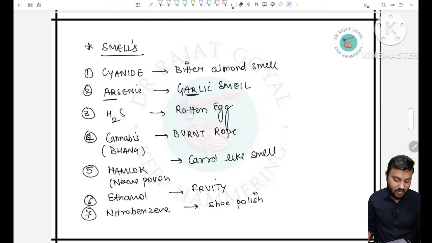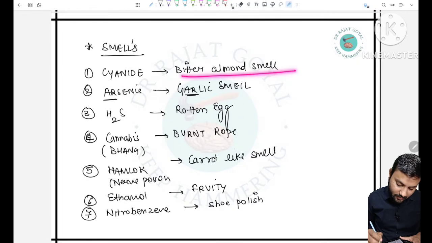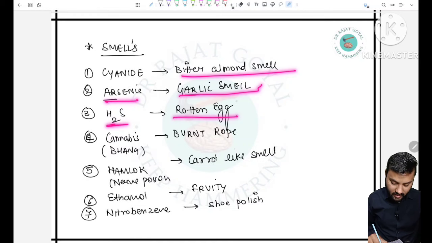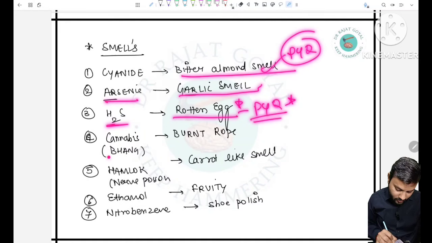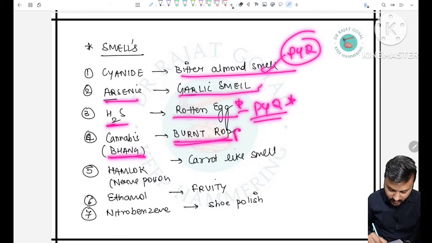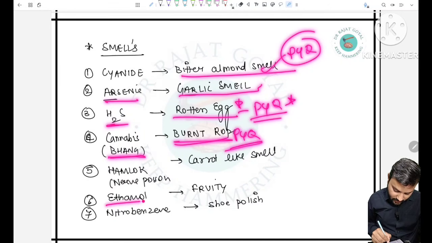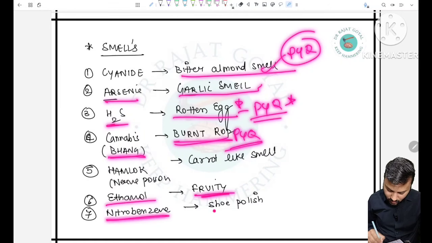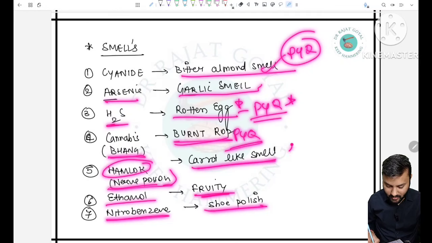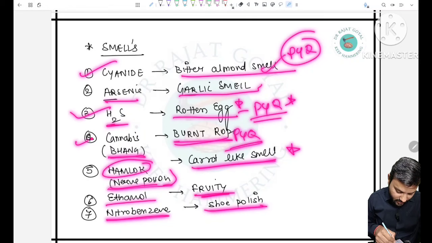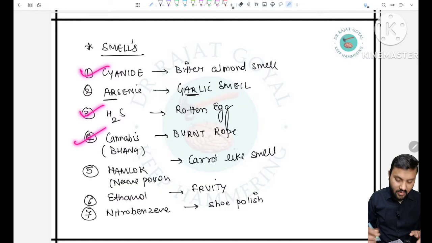If we talk about the smells, then in cyanide poisoning, bitter almond smell will be there. In arsenic, garlicky smell will be there. In H2S, rotten egg. It is in the previous year. It is also added in the previous year. Cannabis or bhang, we have seen burnt rope. It is also added in the previous year. Then ethanol, fruity smell will be there, and nitrobenzene, shoe polish smell. And hemlock, it is a nerve poison in which a carrot-like smell will be there. So these are very important for us because they were previously added in many papers.